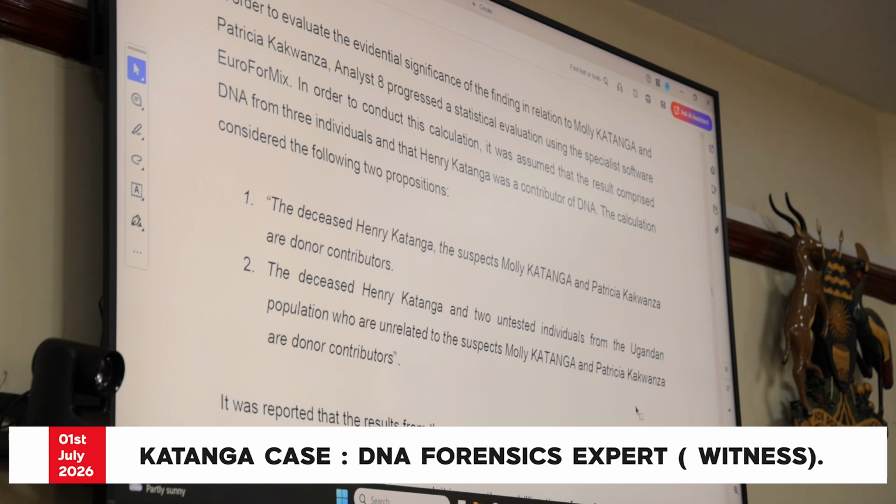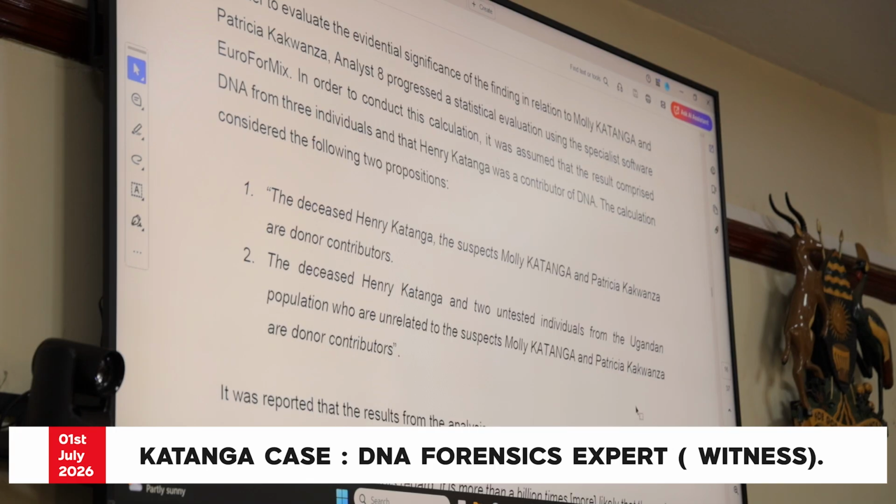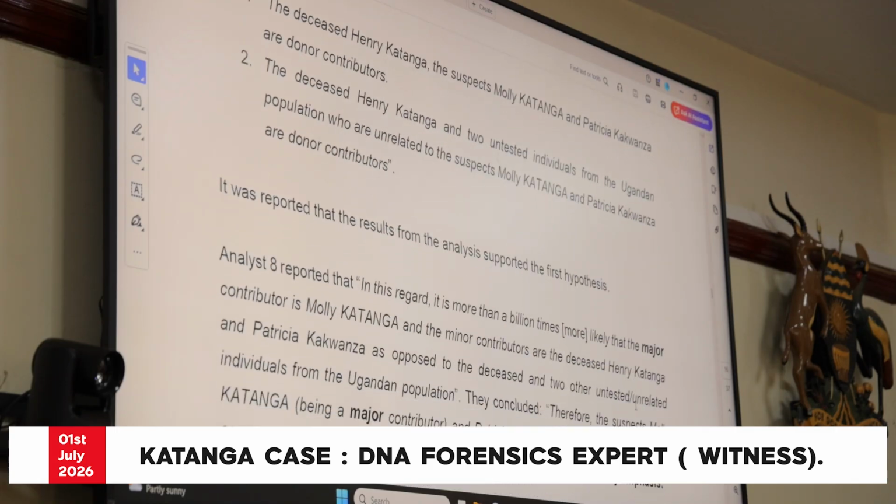Okay, then the language used. The report says, according to them, I see it says those two propositions in the report. What, if any, comment do you have on that?